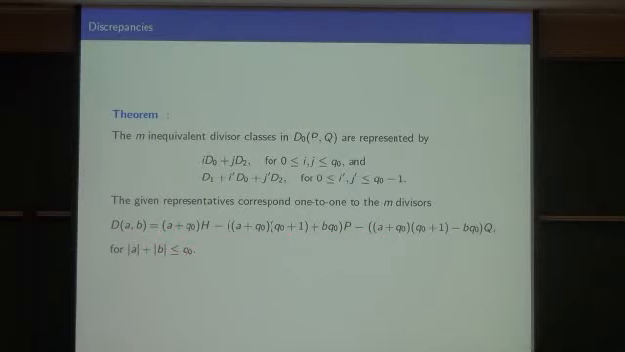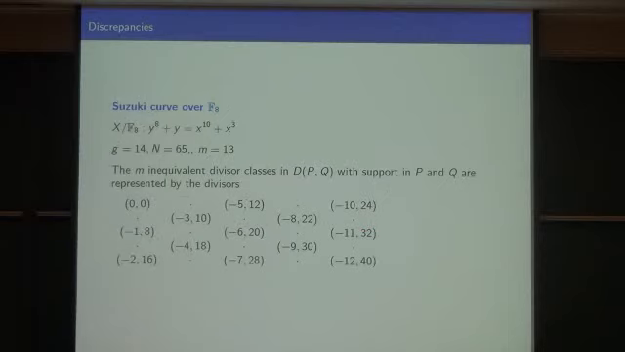So we know exactly what the discrepancies are for the Hermitian curve. Right, so for example, on a Hermitian curve over F8, the m inequivalent divisor classes are, so m is 13, so there should be 13 of them, which are these here. Okay.